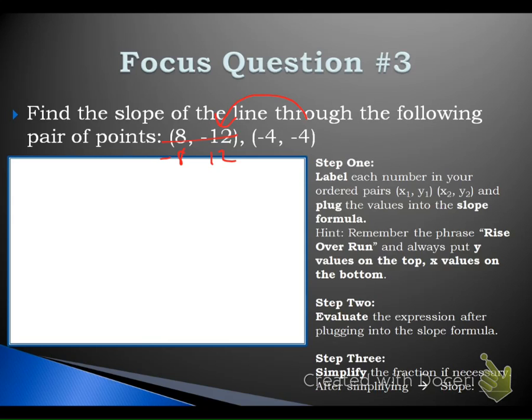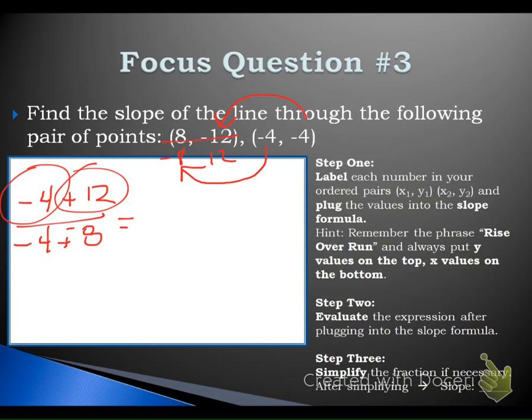Negative 4 plus 12 all over negative 4 plus negative 8. It equals, okay, negative 4 and positive 12. Those are opposite signs, so I'm going to subtract. 12 minus 4 is 8, and the 12 is positive, which is bigger, so it stays a positive 8. A negative 4 and a negative 8, those are same signs, so I have to add this time. 8 plus 4 is 12, and 8's bigger and it's negative, so it's a negative 12.